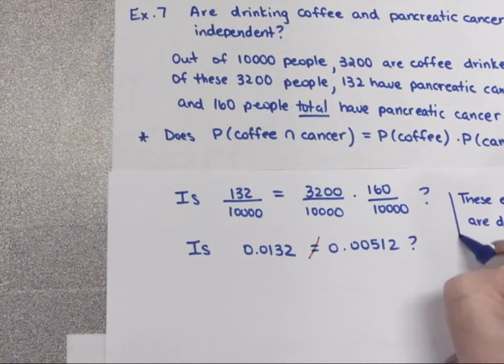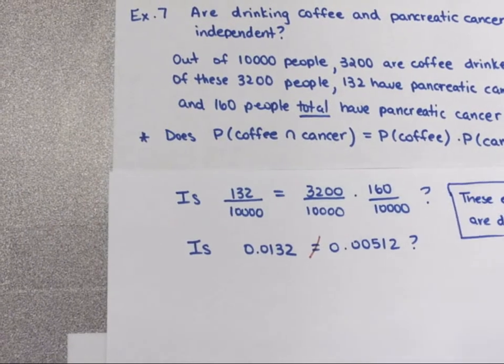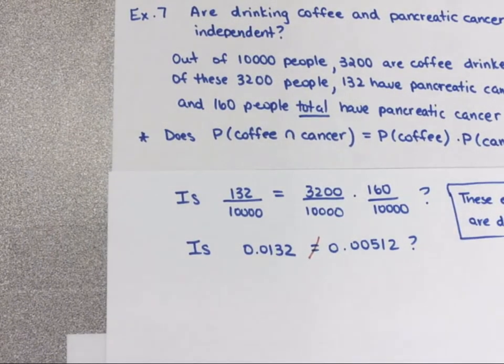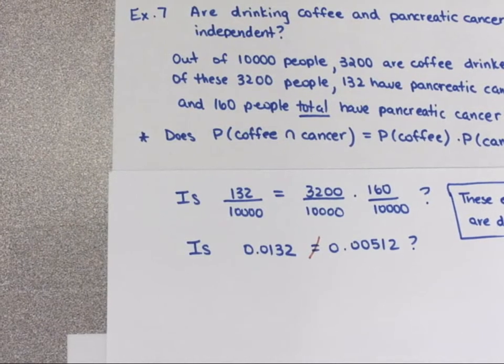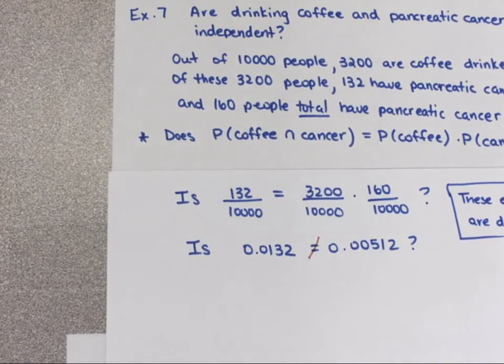So notice what it doesn't say. It doesn't say how much more likely you are to get pancreatic cancer, but what it tells you is that they have something to do with each other. Okay, you can't say that they're completely freely independent of each other.